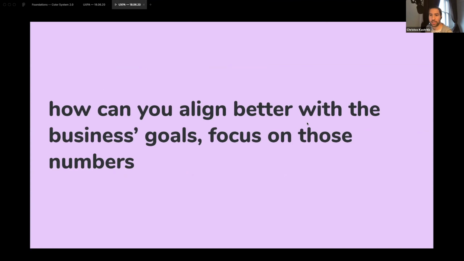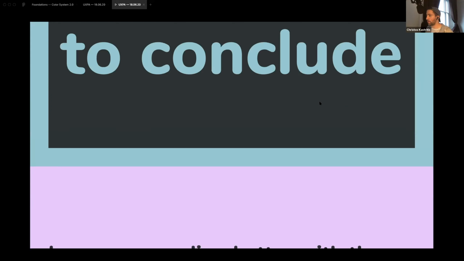The question or the takeaway for you guys is how can you align better with your business's goals? And so what do they really care about? And try to focus on those numbers. Your business might care more about performance. So from a design system point of view, you may be able to look into server costs and a couple of different things like that.